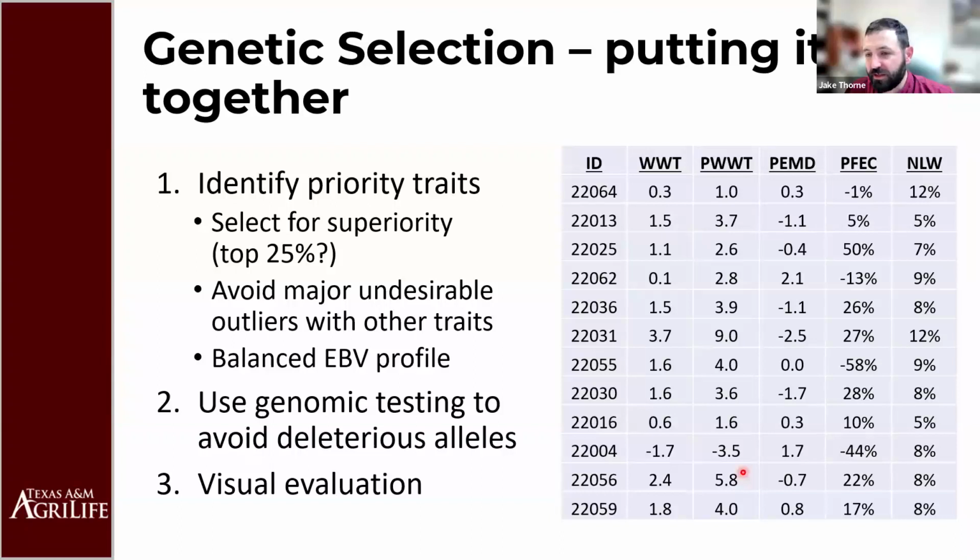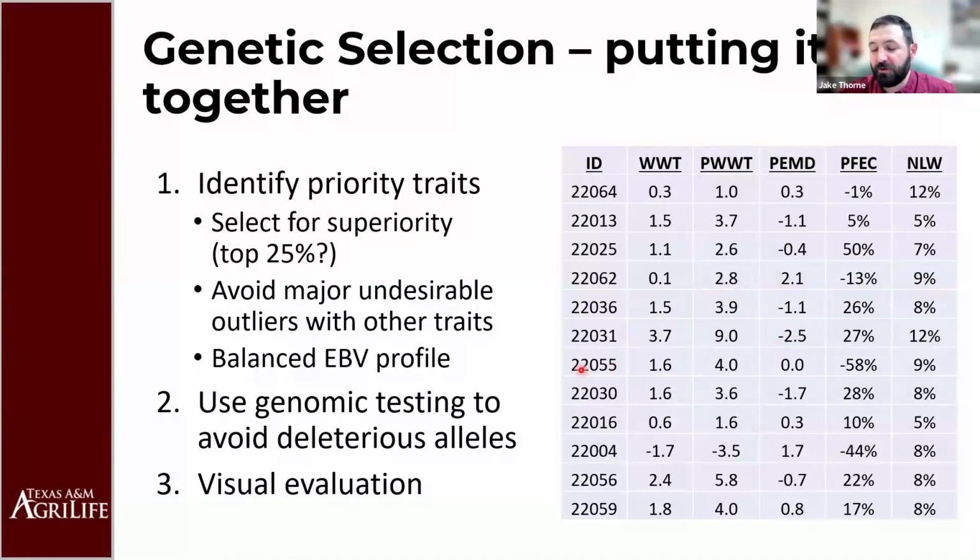But I look on the other end of the spectrum, so like this sheep right here, 22062, negative 13% post-weaning fecal egg count. Yeah, he's not the lowest, but that's still in the right direction. Positive 9 number of lambs weaned, that's pretty good. Pretty balanced and decent in these other traits. This is a sheep that is certainly in consideration for being a stud buck. Kind of the same situation with this 22055.